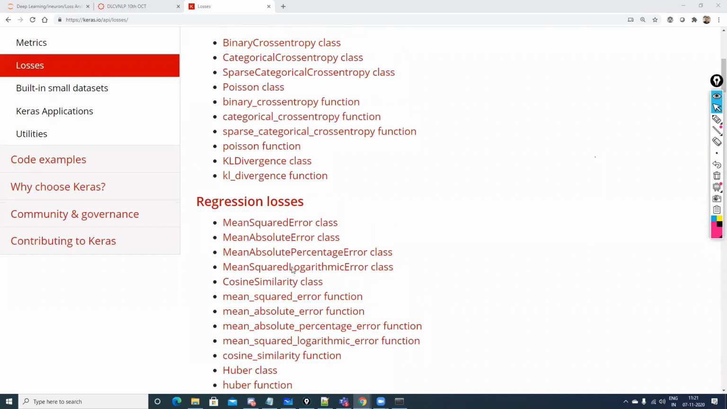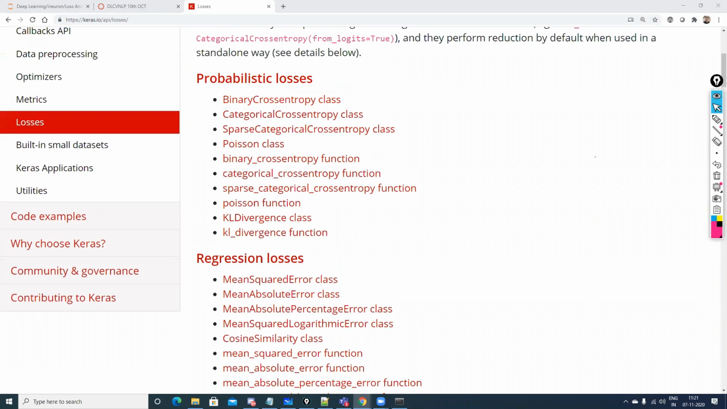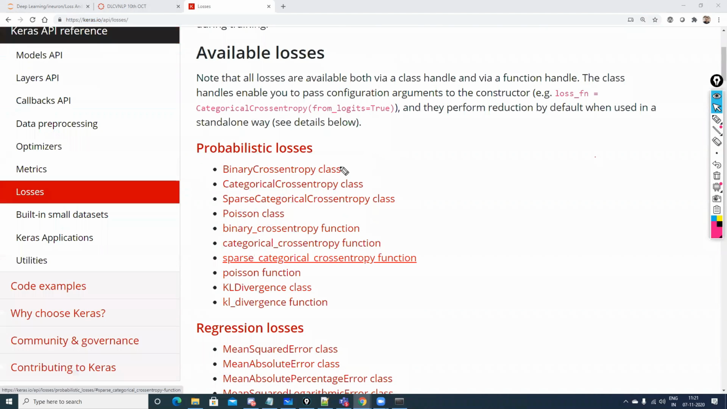See guys, at the end of the day, you don't have to worry much about it, because you will be using binary cross entropy, categorical cross entropy, or sparse categorical cross entropy in case of a classification problem. These are the most common loss functions that you are going to use.